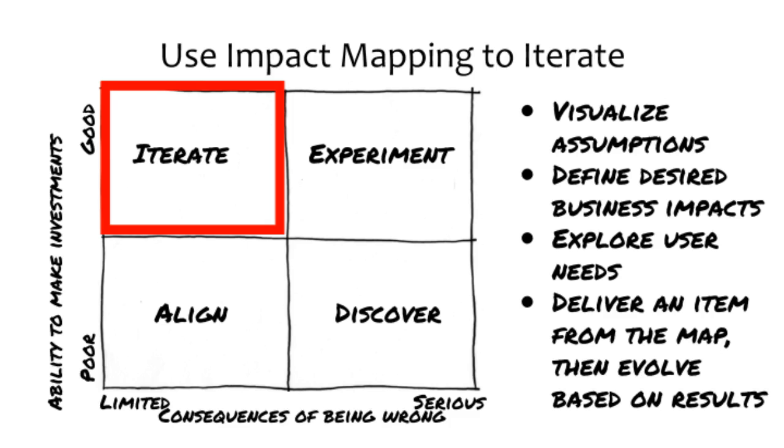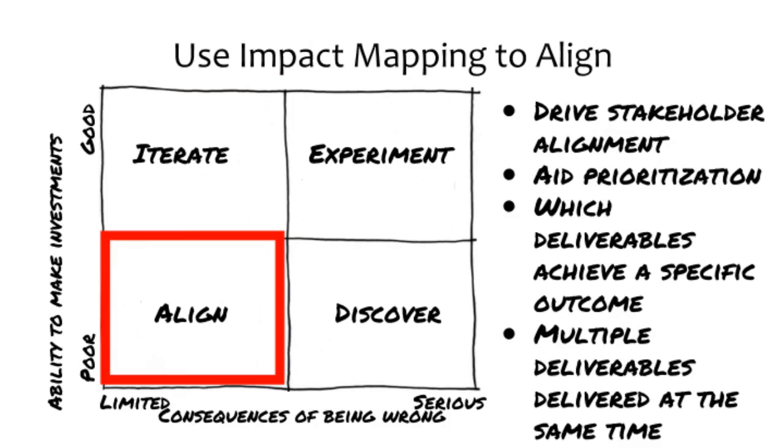Teams in this context will do well to start with a rough impact map and then evolve the map as they iterate through small deliveries. Organizations will benefit from taking some initial time defining the desired impact and then exploring different solutions with small and directed impact maps that help design and evaluate deliverables against desired outcome. The align context is characterized by a poor ability to make investments and limited consequences of being wrong.